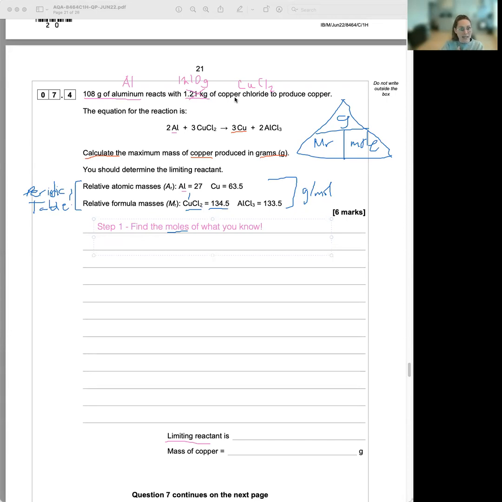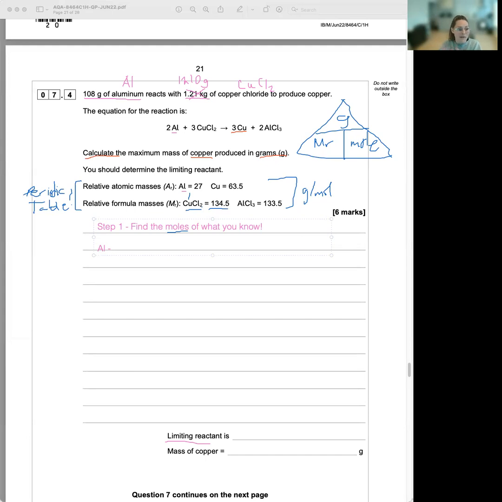Okay. In this case, we have 2 masses. I don't know which reactant to use. So I need to find the moles of both because I know the mass of both. So we're going to go moles of Al first. So moles is grams divided by MR.